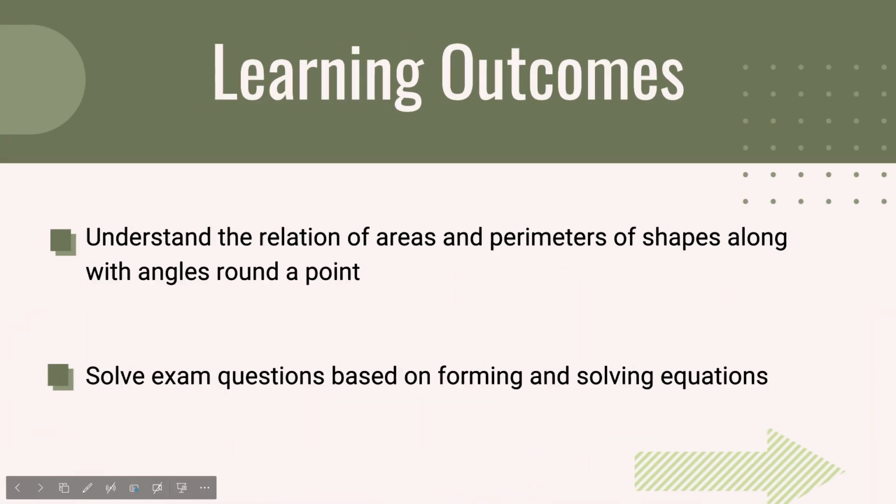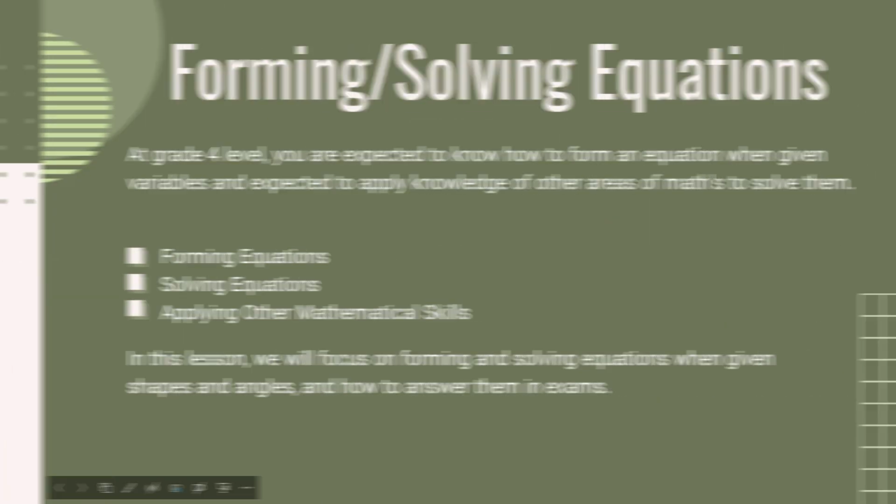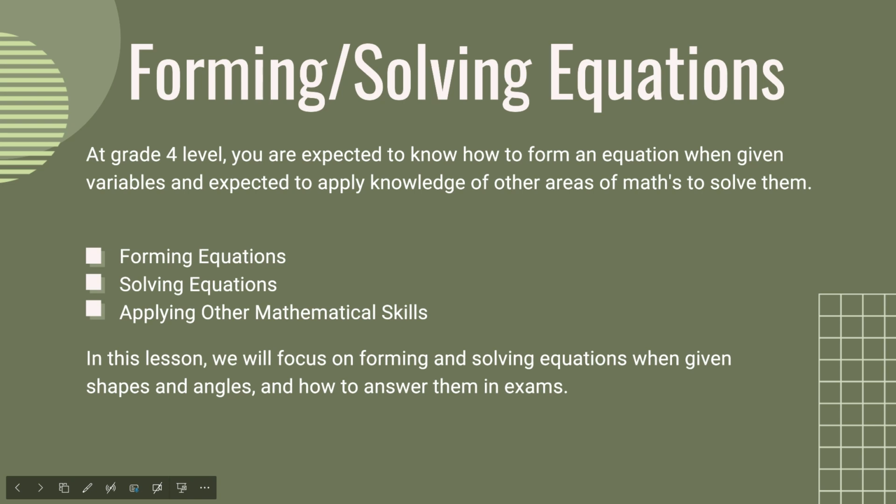The learning outcomes for today's lesson will be to understand the relation of areas and perimeters of shapes along with angles around a point, and to solve exam questions based on forming and solving equations. At grade 4 level, you are expected to know how to form an equation when given variables and apply knowledge of other areas of maths to solve them. In this lesson, we will focus on forming and solving equations when given shapes and angles, and how to answer the question in the exam.